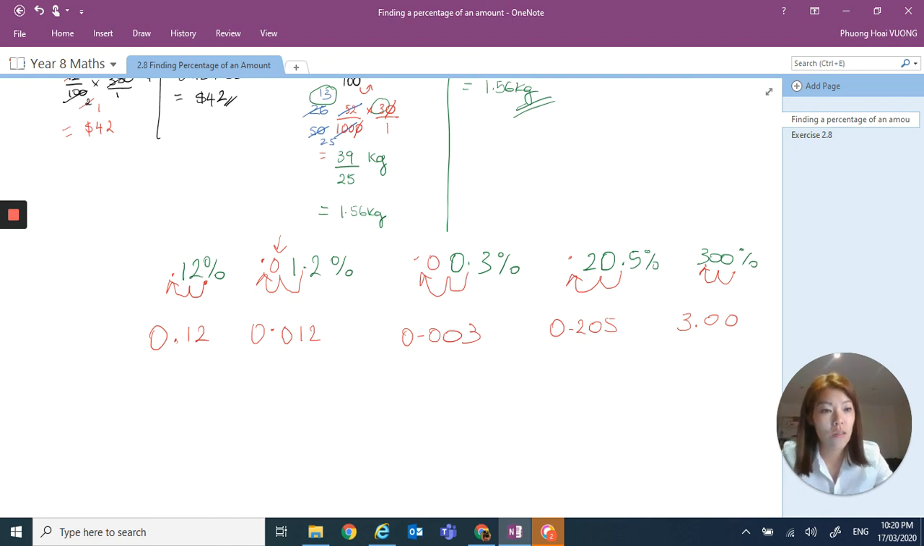Review the last lesson if you forgot, or you can pause just before and try these and check that you get the same answer. All right, have fun.